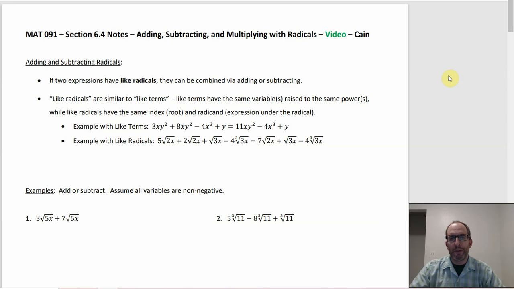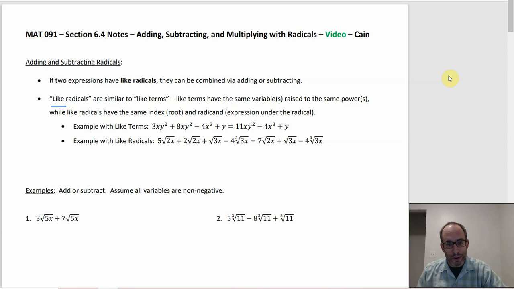Section 6.4 is about adding, subtracting, and multiplying expressions that have radicals in them. And really the adding and subtracting go together. So the big thing is that you can combine terms that have like radicals, which basically just means that they have the same radical in them when you simplify the radical all the way down. And the way that you combine them is very much like the way that you combine like terms.